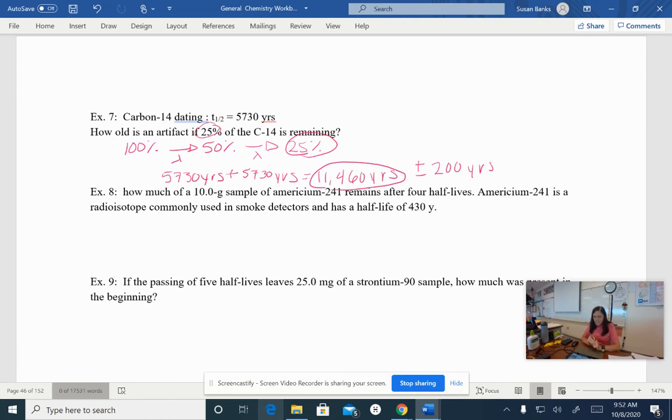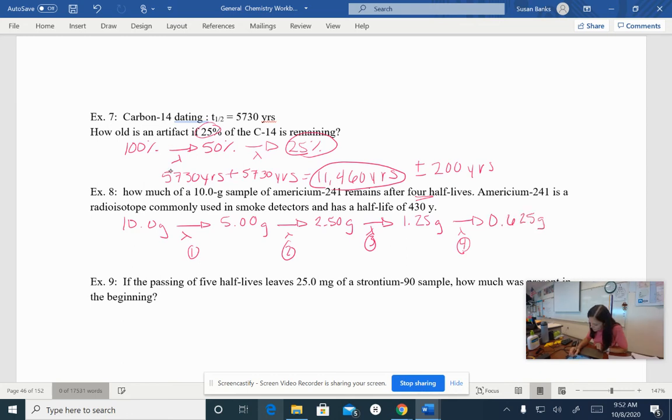Example 8. How much of a 10-gram sample of americium-241 remains after 4 half-lives? I'm going to start with my 10 grams and go through 4 half-lives. One half-life gets me down to 5 grams. My second half-life gets me down to 2.50 grams. My third half-life gets me down to 1.25 grams. And what's half of 1.25 grams? There's my fourth half-life, right? I want 4 half-lives, so this would be 0.625 grams. So I would expect to have 0.625 grams of americium-241 left.